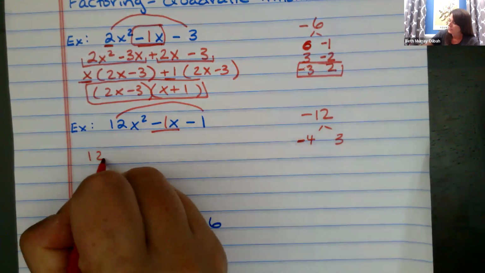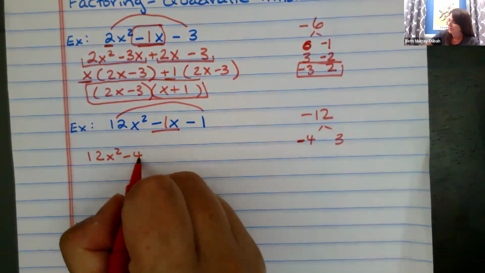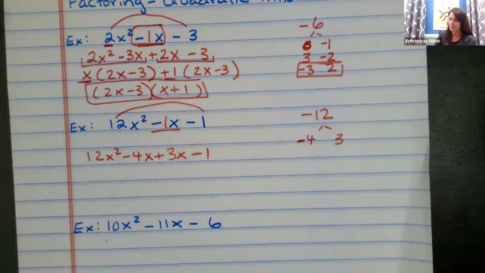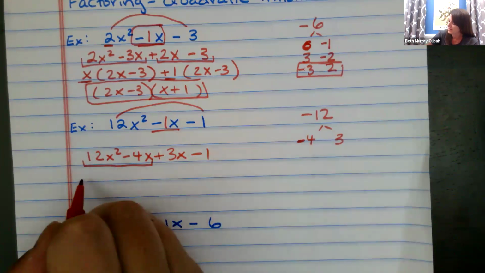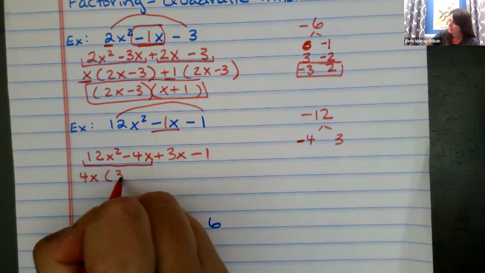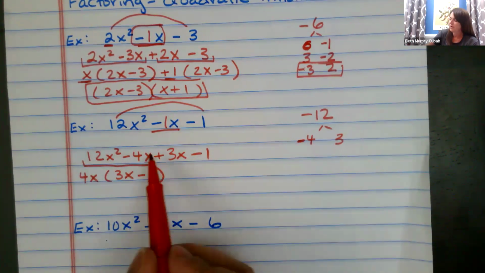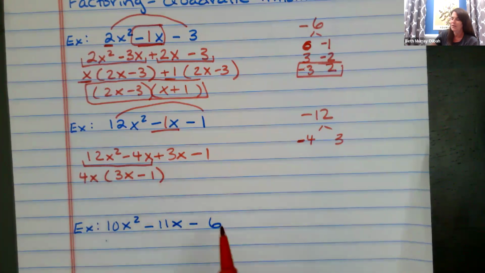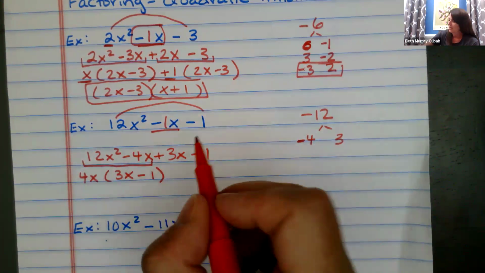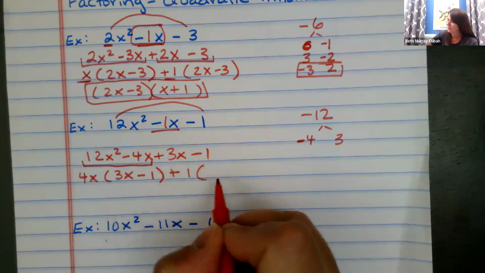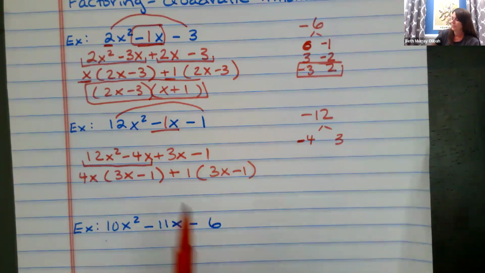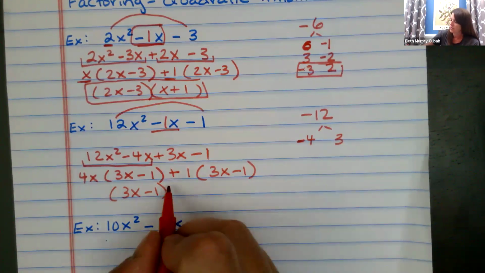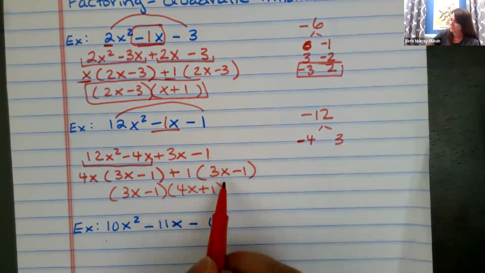Again, I'm now going to rewrite the problem with that -4x plus 3x, and then do factoring with grouping. What can I take out of these? 4x. Be careful here. If I'm taking a 4x out, make sure you don't think there's nothing left. There's always going to be a 1, and in this case it would be a -1. Then again, I can't take anything out here, so I'm just going to do that +1 again. Hopefully the parentheses match, which they do. So the final answer is 3x minus 1, 4x plus 1.